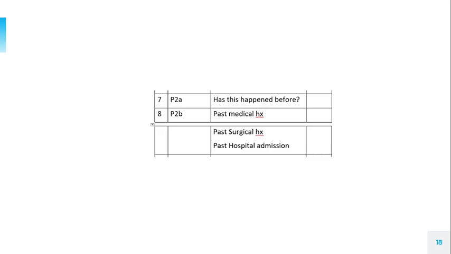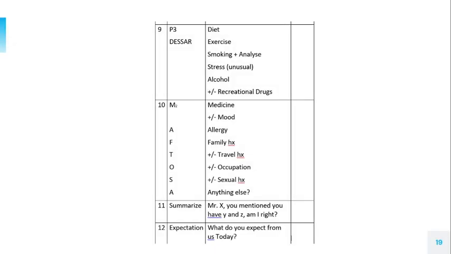Surgical history, hospital admissions. Then DESA, again, this one you'll just ask according to the scenario. So in this scenario, diet may be important because you want to rule out anemia. Exercise, probably not. Smoking, very important, if you're thinking stroke and that kind of thing, and also ask how much they smoke. Stress, maybe, maybe not. Alcohol, very important. It could be the cause of the dizziness itself, or it could lead to other things that will cause the dizziness. And recreational drugs, also very important. So DESA, just ask those things that you think are important depending on your scenario. If it's not important, leave it out.